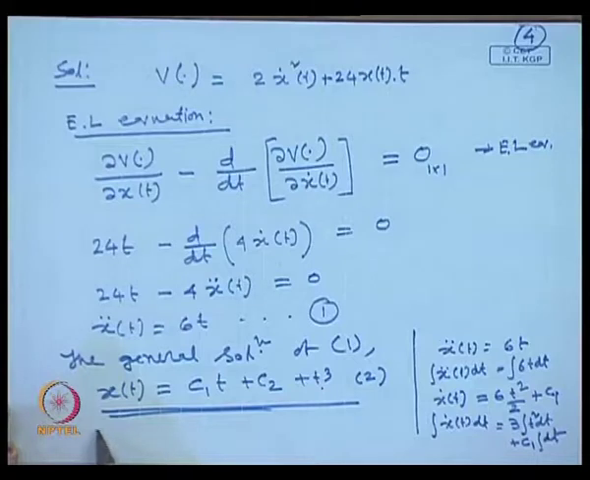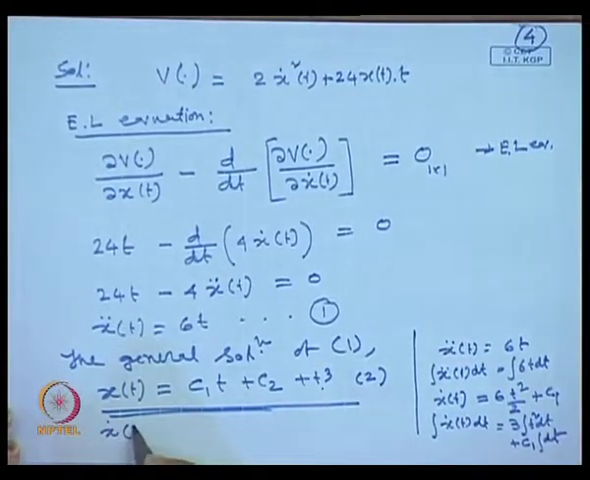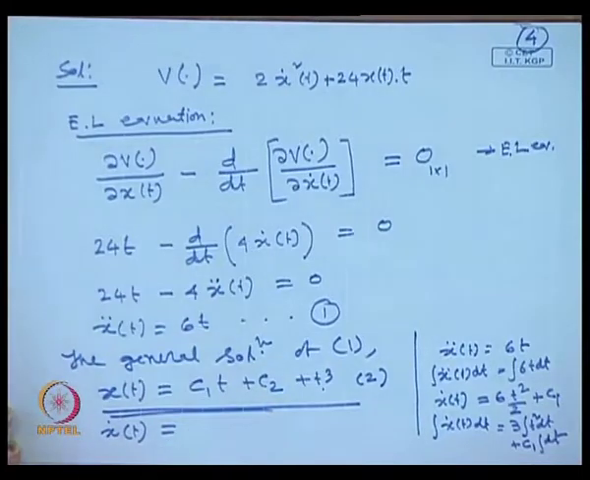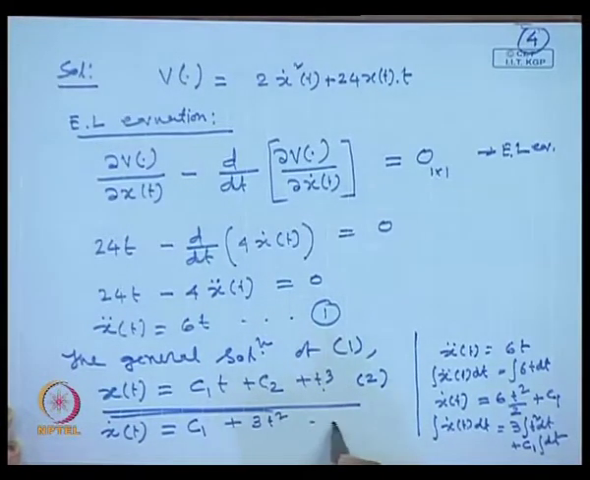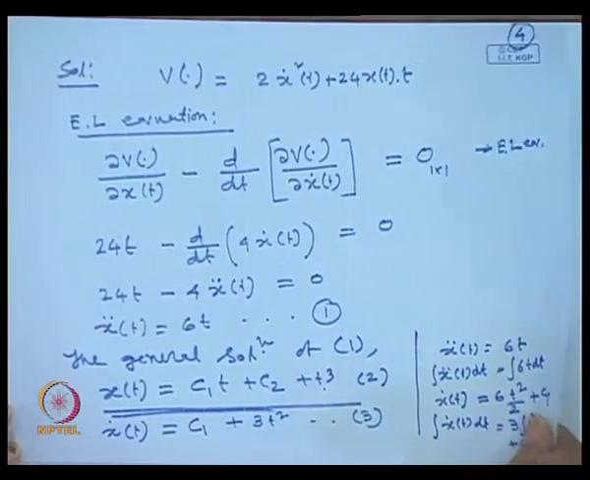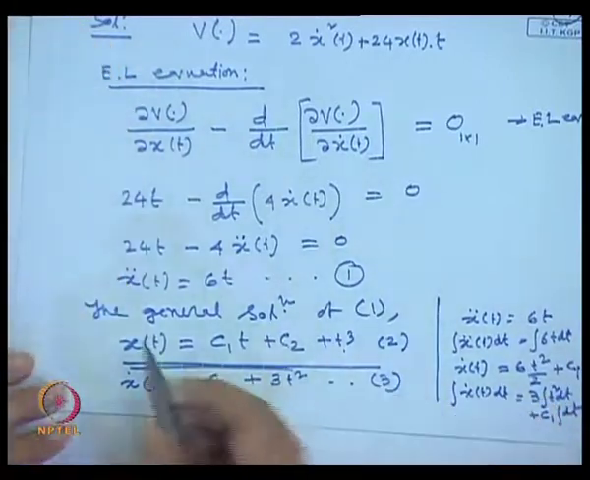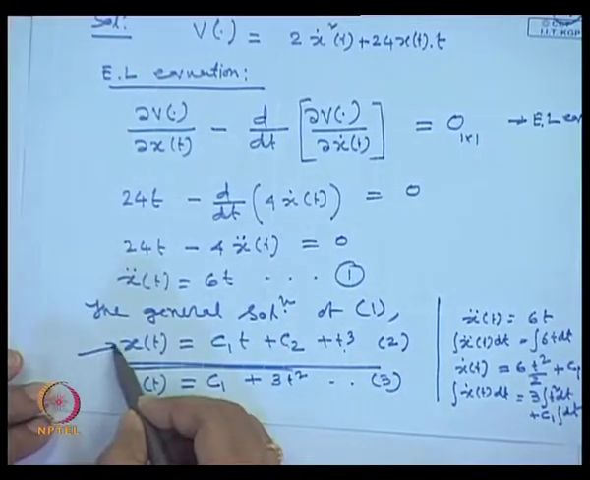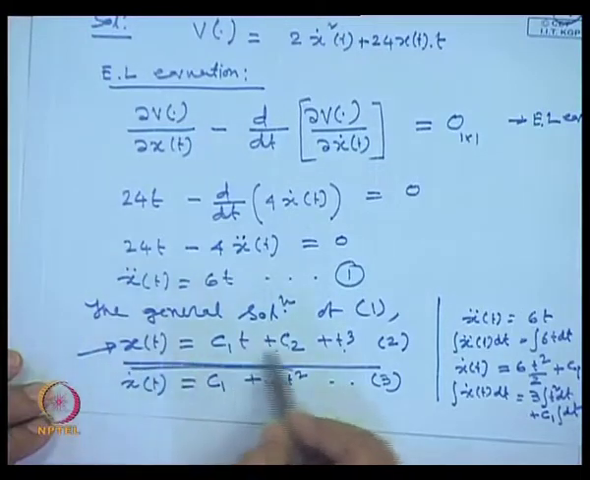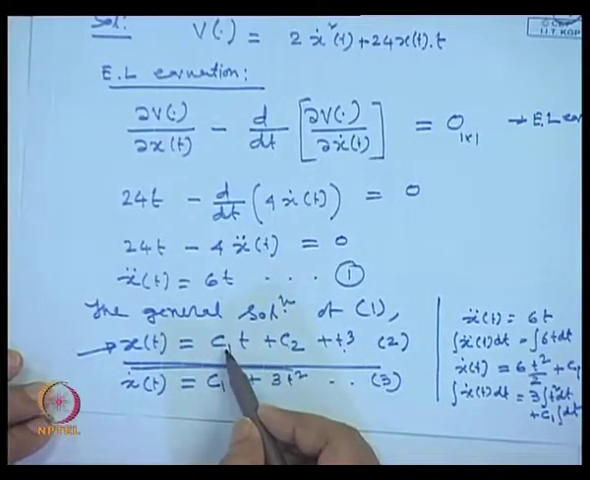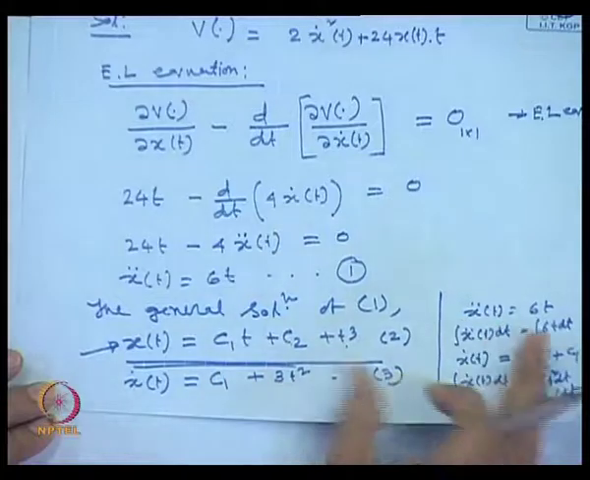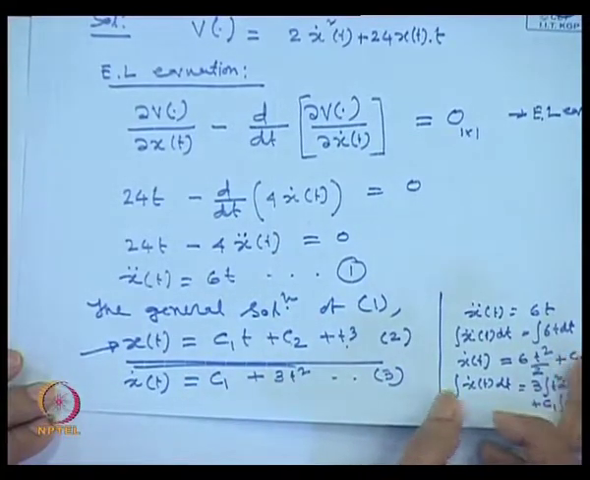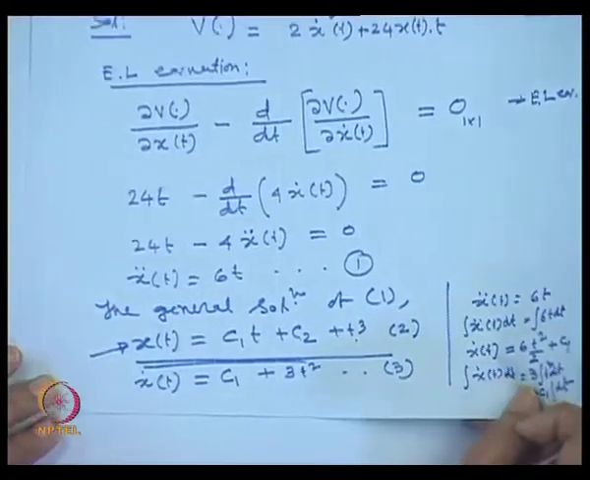Now, if you differentiate this once again, C 1 into t differentiates to C 1, C 2 is constant so it is 0, then 3 t square. Let us call this equation 3. So, this is the Euler's equation. From Euler's equation we got the optimal trajectory, but we still have to find C 1 and C 2. These two constants we can find from the boundary conditions.